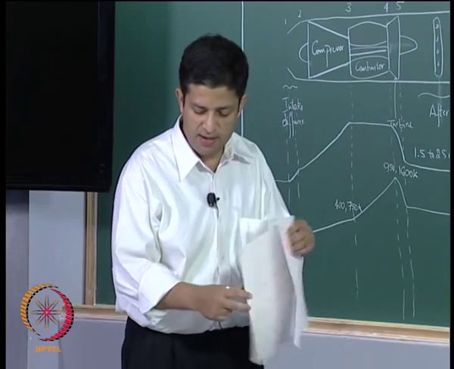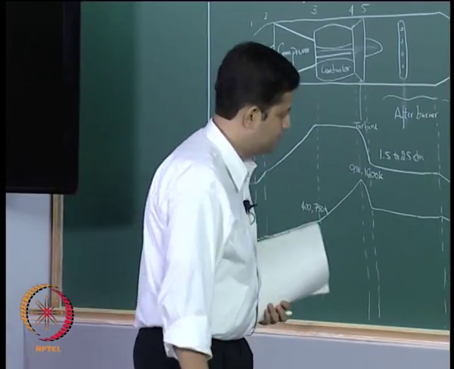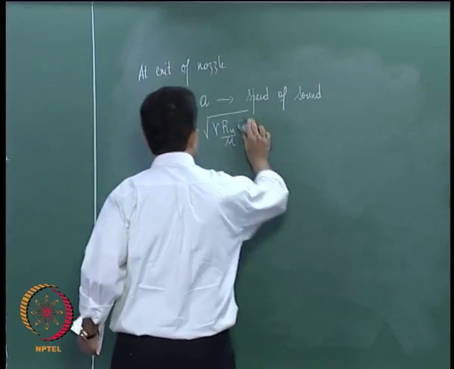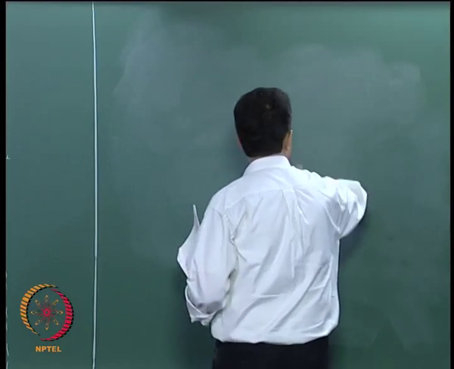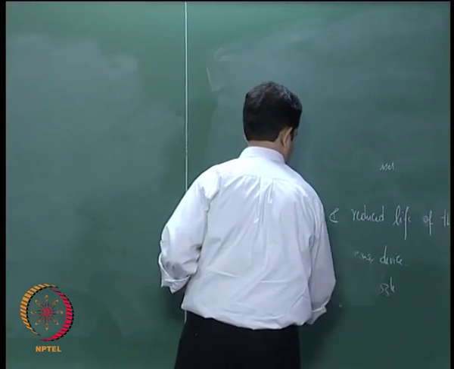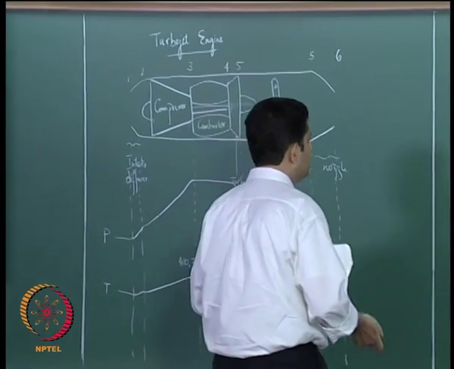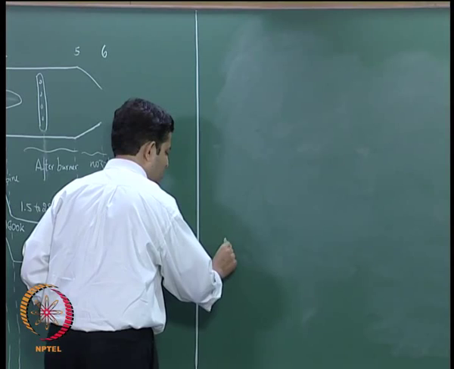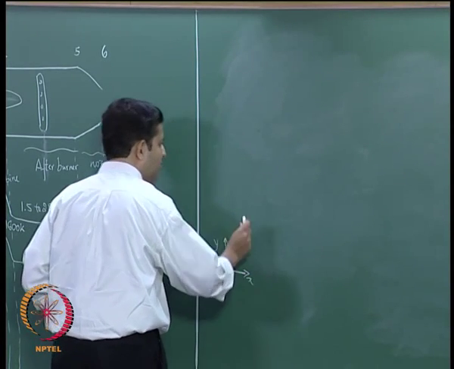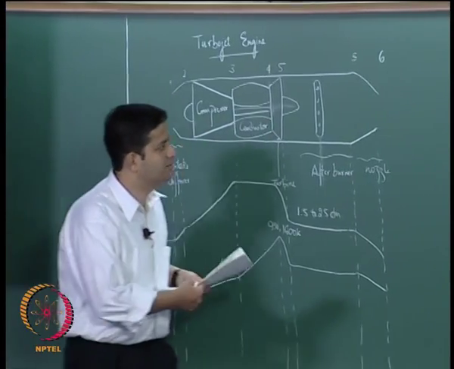Now let us try and look at how to derive the thrust equation. Let me call this the y coordinate and this my x coordinate, and I will assume an engine. I will not look at the details in here; I will look at an engine something like this.